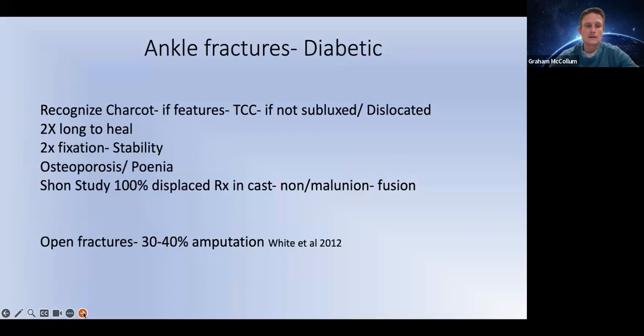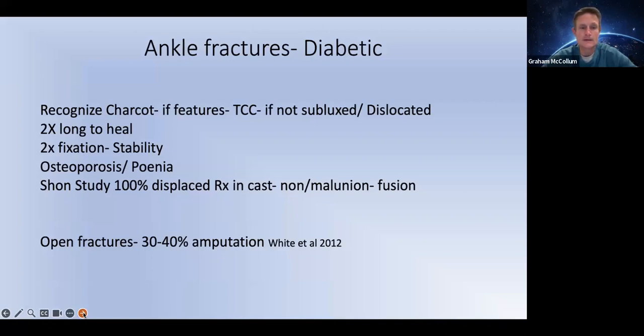But I think the important thing is to recognize if there is a Charcot or a neuropathic process on the go, because there's certainly an indication for a primary arthrodesis or a primary fusion if there's a severe fracture dislocation, or a quadrimalleolar type of fracture, or a bad trimalleolar with dislocation, and it's going to be way too much surgery to get this thing stable. And there would be an indication to perhaps do a fusion. And just remember, these patients take twice as long for the bone to heal. They need twice the fixation, twice the stability, often osteoporotic, osteopenic.